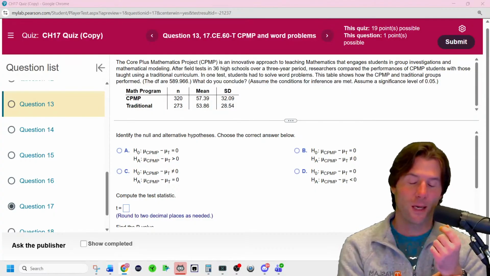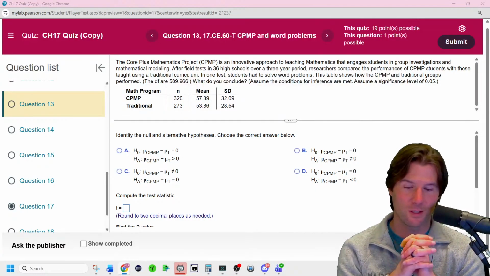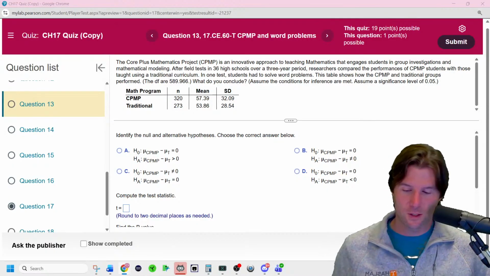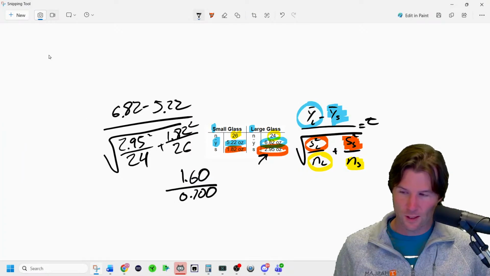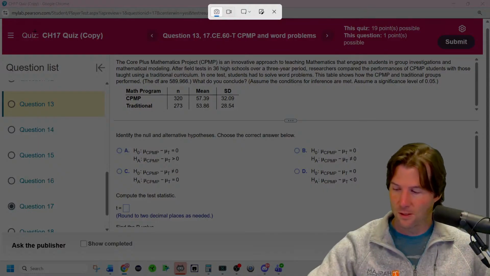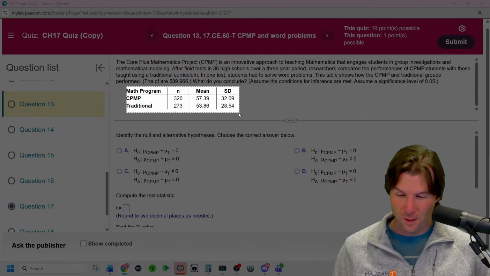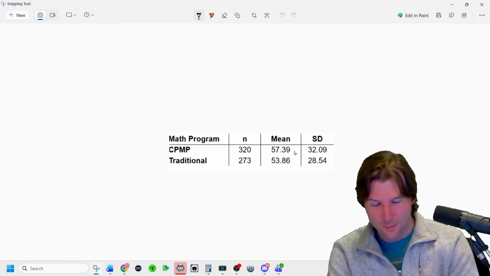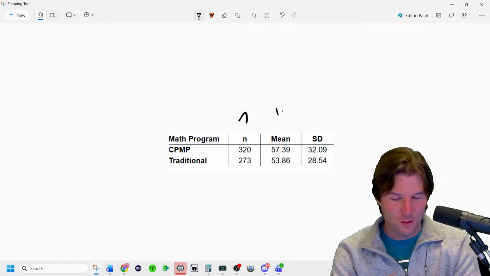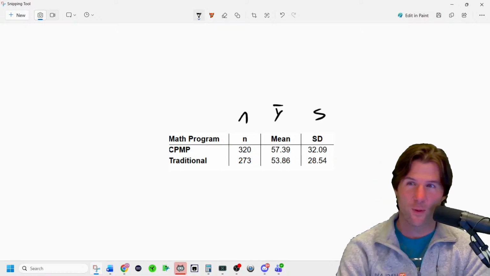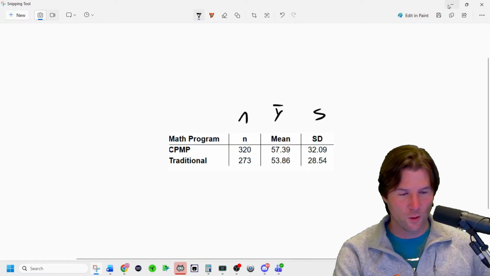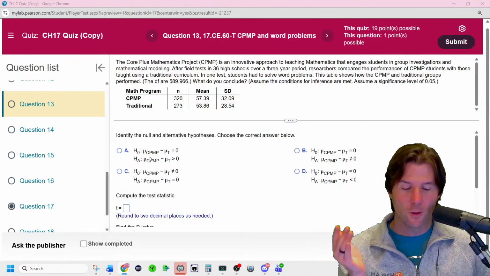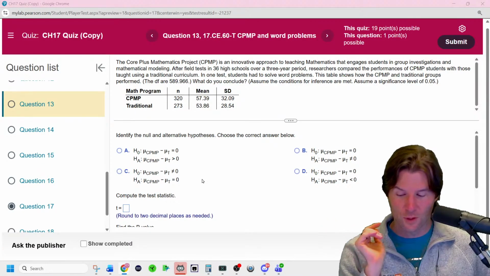Okay, Core Plus Mathematics. We start out with what are called the summary statistics at the start: the sample sizes for each group, the sample means for each group, and the standard deviations. What I would try to do if you're doing a question like this is to know your notation. Notation, you gotta know it. This is sample size, this is Y bar, and this is standard deviation of a sample. And they should tell us which one is group 2 and which one is group 1. They do it right here. Core Plus Mathematics is group 1, and then the traditional is group 2.